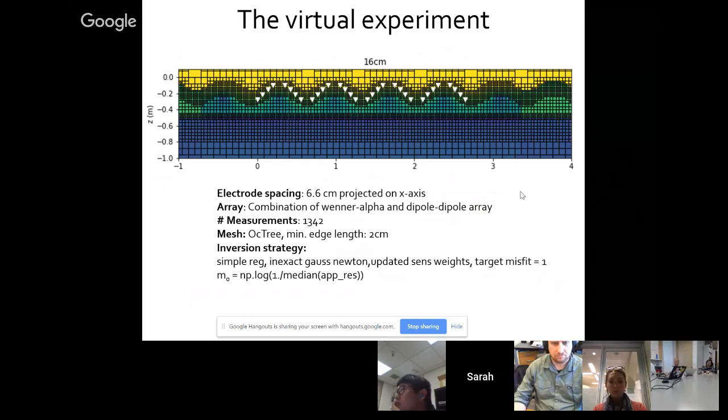So: simple regularization, inexact Gauss-Newton, updated sensitivity weights, and a target misfit. As a reference model, I just used the median of the apparent resistivity, because I didn't want to force the model towards what we already know in terms of layering, since in reality we don't know anything. So I just put a homogeneous background in the reference model.